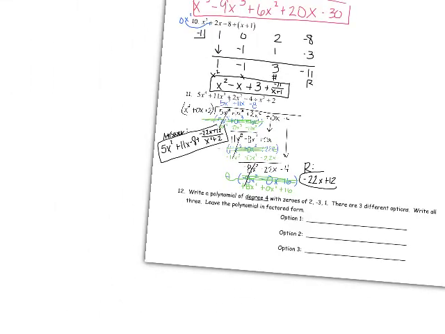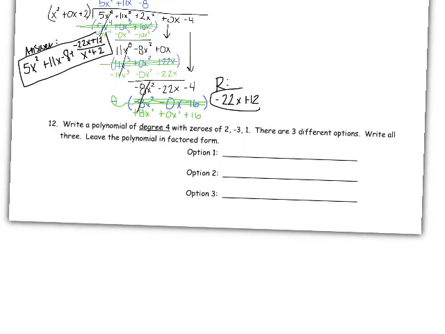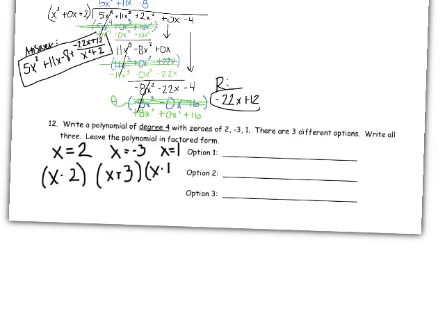All right, almost done. Write a polynomial of degree 4 with the zeros 2, negative 3, and 1. There are 3 different options. Write all 3 and leave it in polynomial. Leave the polynomial in factored form. So if you have a zero of 2, that means x equals 2. A zero of negative 3 and a zero of 1. So think about how you get this factor. Well, this solution comes from the factor x minus 2. This one comes from x plus 3, and this one comes from x minus 1.